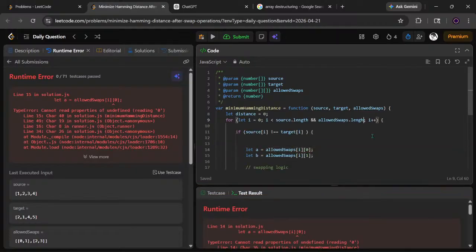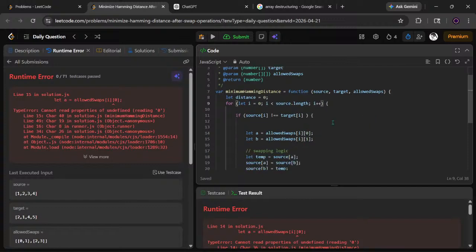Nah, this will limit my loop itself. Like, what if there are only 2 values there? Then it will run for only 2 conditions. This is wrong. And here, why are you getting undefined?